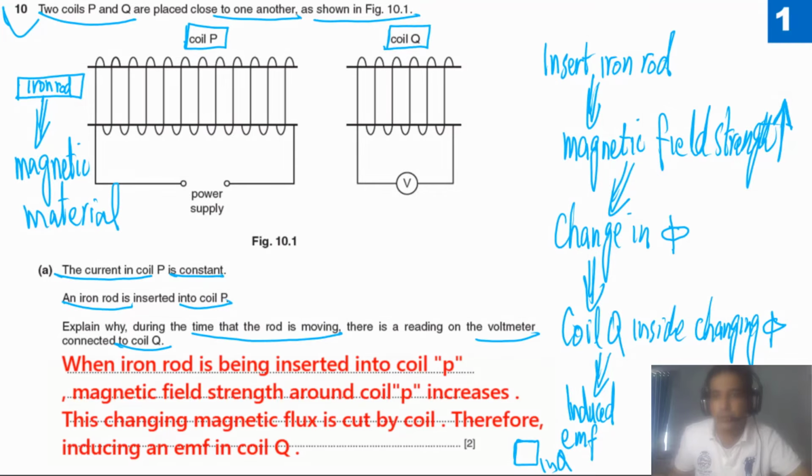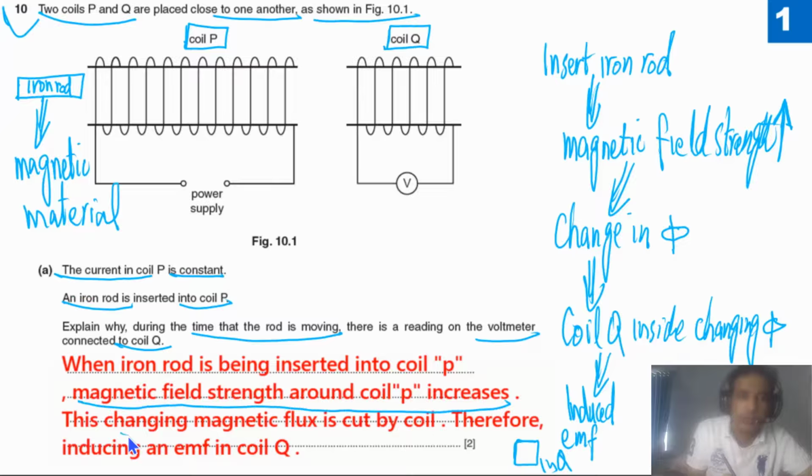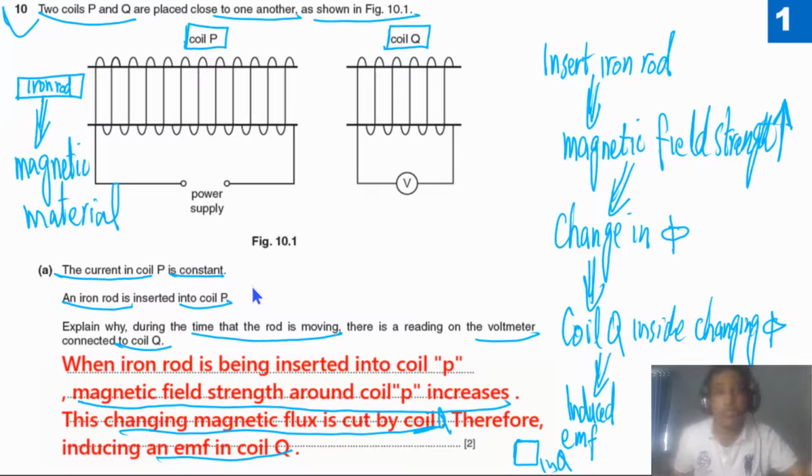This is how you can write down your answer. Simply these points are important. You need to write down that the magnetic field around coil P increases. This changing magnetic flux is cut by coil Q, therefore inducing an EMF in coil Q. You have to mention these points in your answer, and this is a typical type of question, so you need to clear your concept about this one. Once your concept is clear about why the magnetic field is increasing, you can answer many questions about this topic.